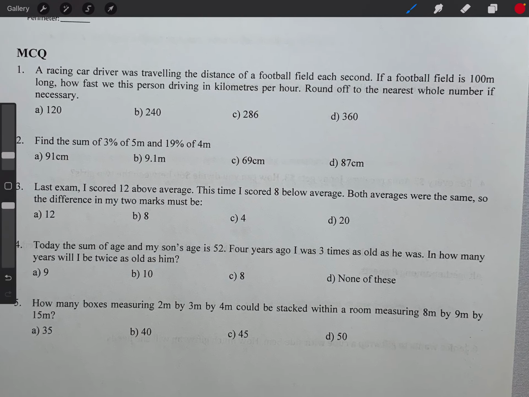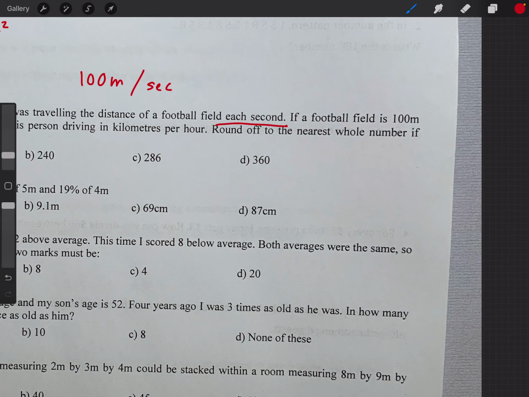Next one is a racing car driver was traveling the distance of a football field each second. If a football field is 100 meters long, how fast is this person driving in kilometers per hour? So this person is going 100 meters. It says each second. Okay, each second. How fast is this person driving in kilometers per hour? So they want kilometers per hour.